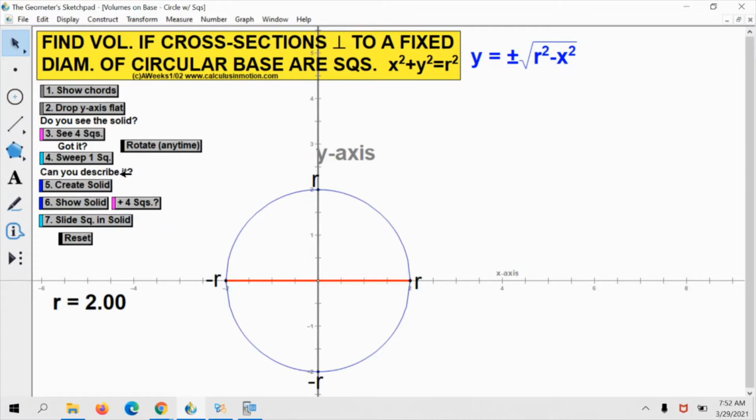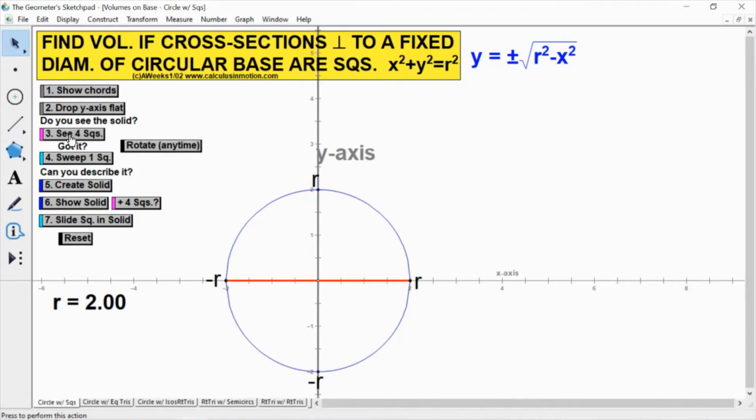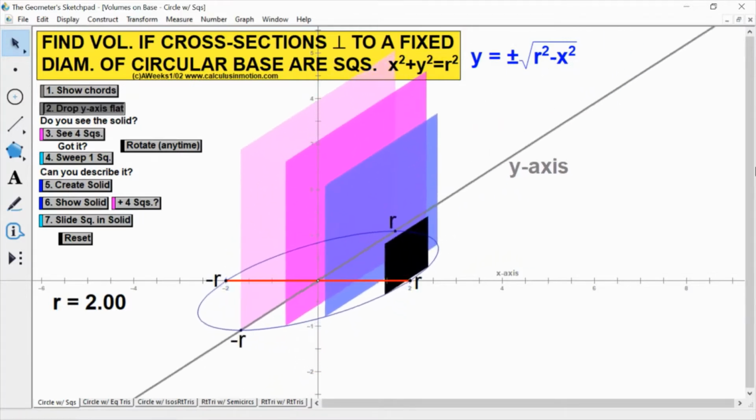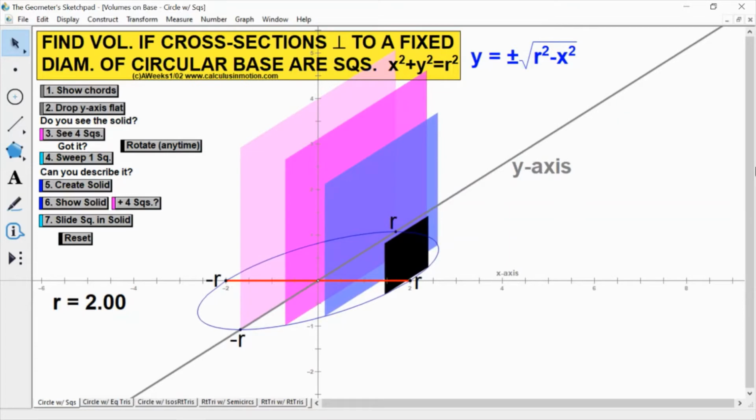So if we were to visualize what these squares look like, they're going to line up perpendicular to the x-axis, and then they're going to go from the top of the circle to the bottom of the circle. They're going to come out of the screen. So here's essentially what we're looking at. We've got these squares coming out of the XY plane. And so then they've got a height.